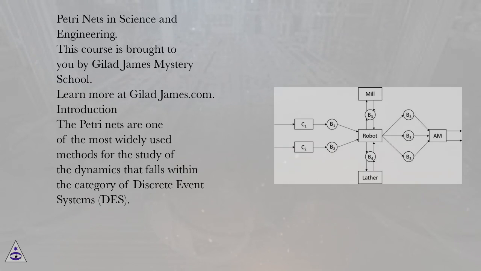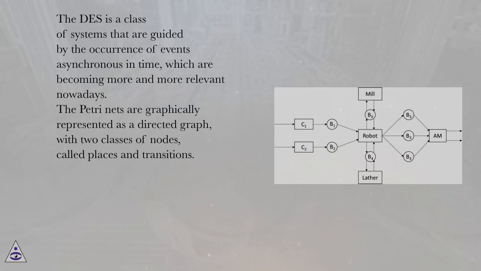Introduction. Petri nets are one of the most widely used methods for the study of dynamics that falls within the category of discrete event systems, DES. DES is a class of systems that are guided by the occurrence of events asynchronous in time, which are becoming more and more relevant nowadays.